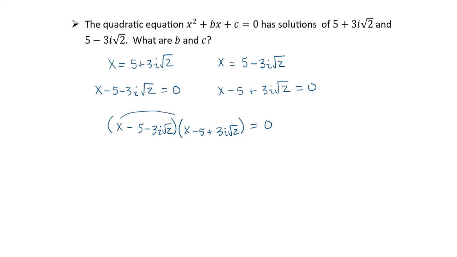X times x gives me x squared. Then I have x times negative 5, negative 5x. Then I have x times a positive 3i square roots of 2. That makes a positive 3i square roots of 2x. Now x here has multiplied everything in the second set of parentheses, so I'll move on to negative 5.